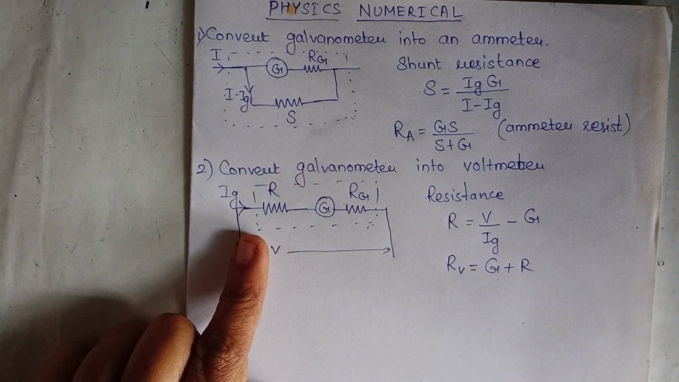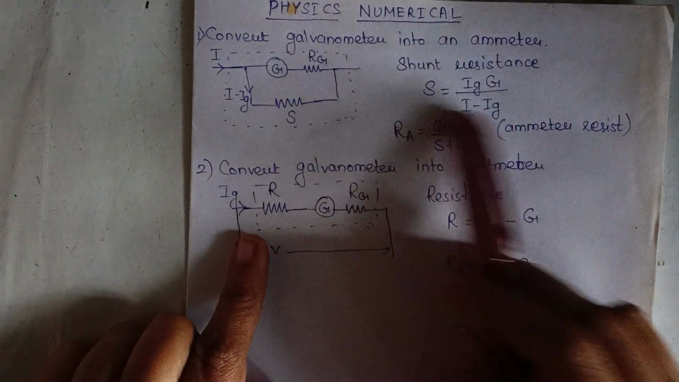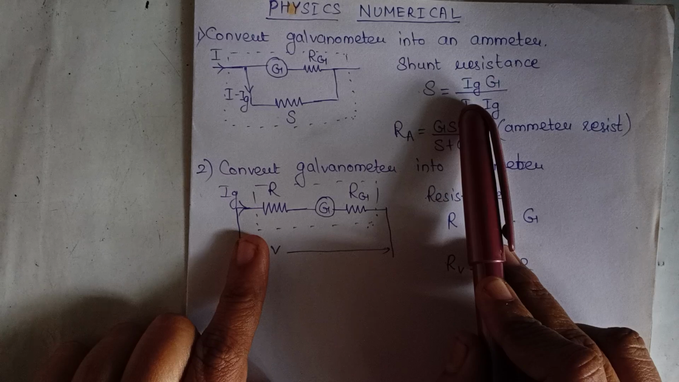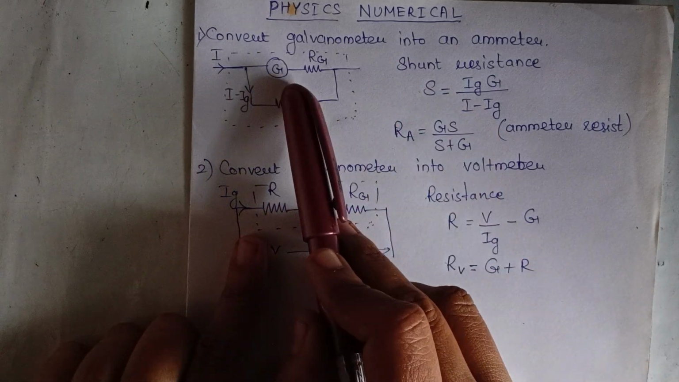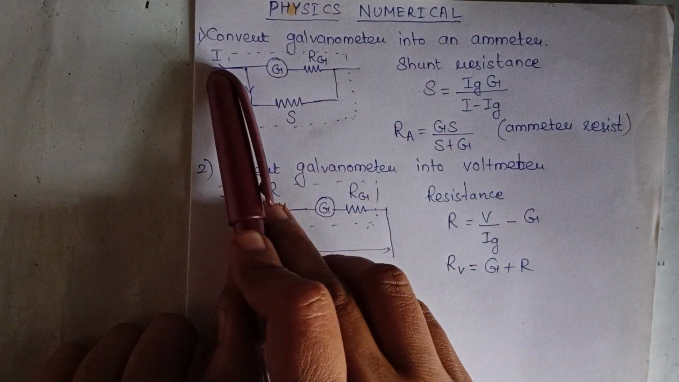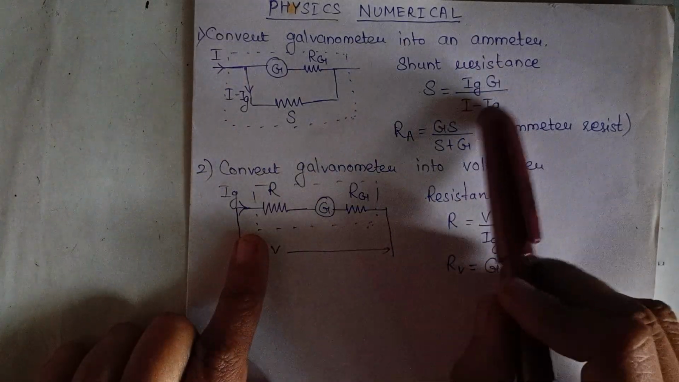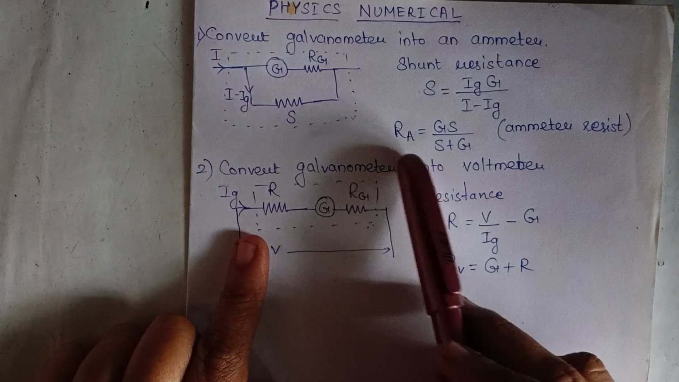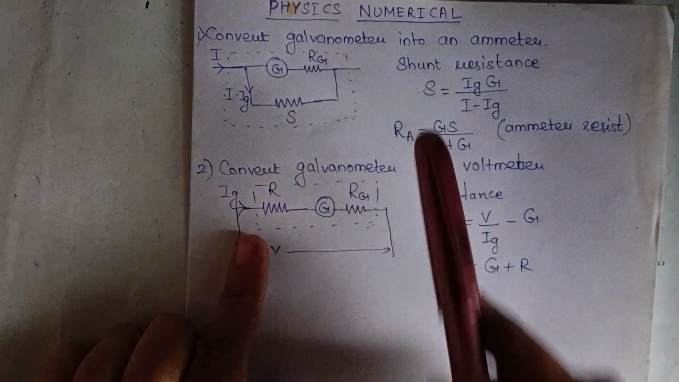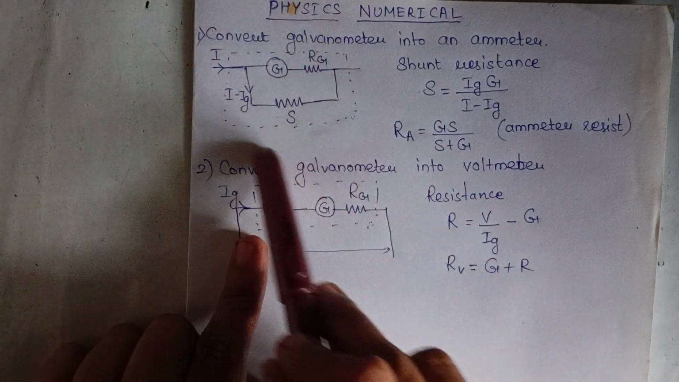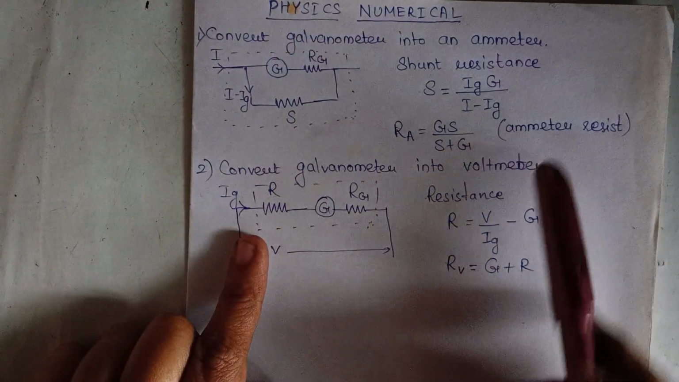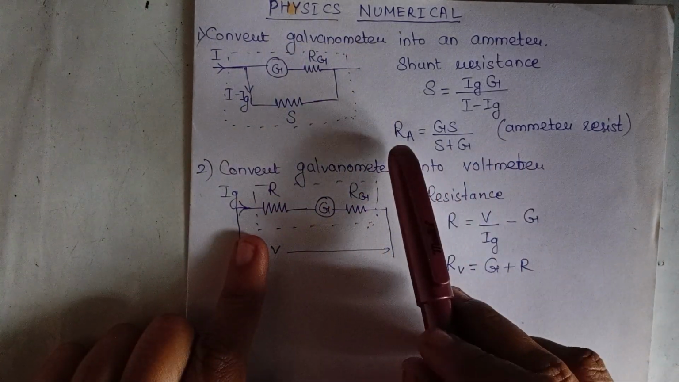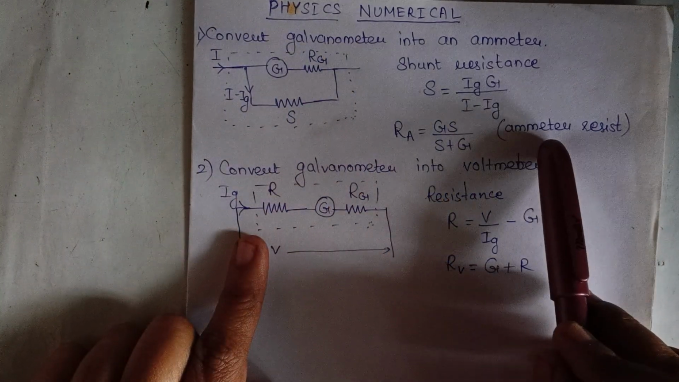It is calculated by this formula, where Ig is the current through the galvanometer, I is the main current through the circuit, and G is the resistance of the galvanometer. The full circuit now acts as an ammeter, and this is the resistance of the ammeter.